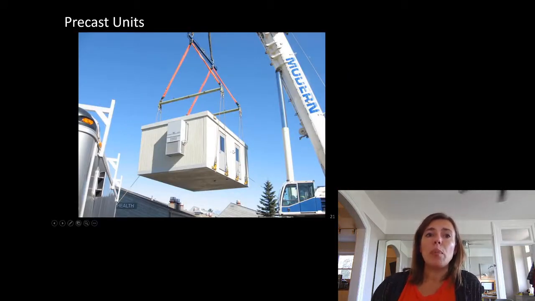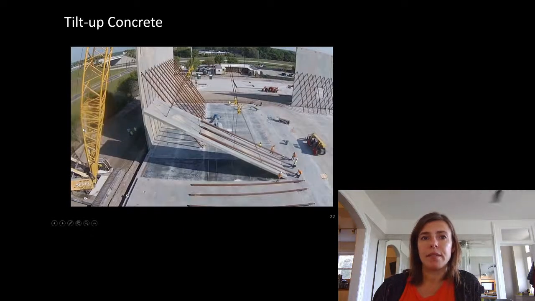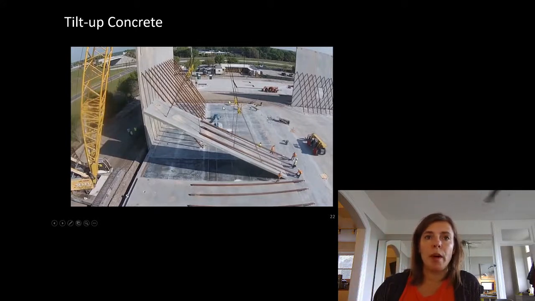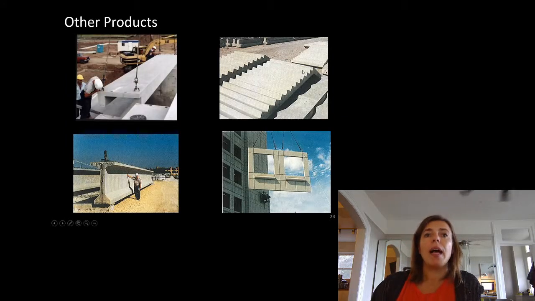Here's a whole little precast building that was built in a shop and being lifted into site. Tilt-up construction. Not that common here, but you cast the ground, you cast the slab, you put a slip break under there, you cast your wall, and then you get a big crane and erect it into place. And until the rest of the construction is done, you need to support it somehow so it doesn't just tip over. Super common where I'm from in Nova Scotia. A few other precast products.